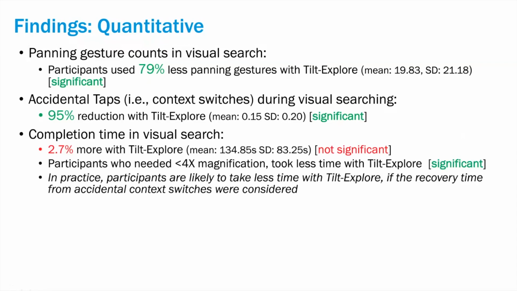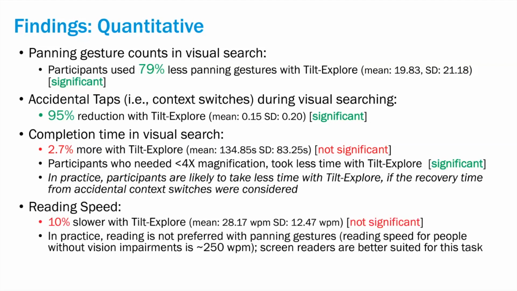Regarding task completion time, the participants took slightly more time to complete visual searches with Tilt Explorer, but this difference was not statistically significant. Interestingly, participants who needed lower magnification, such as less than 4x, took significantly less time with Tilt Explorer. In practice, low vision users are likely to take less time with Tilt Explorer if the recovery time from accidental context switches is considered.